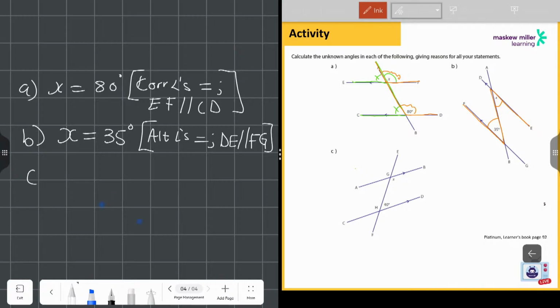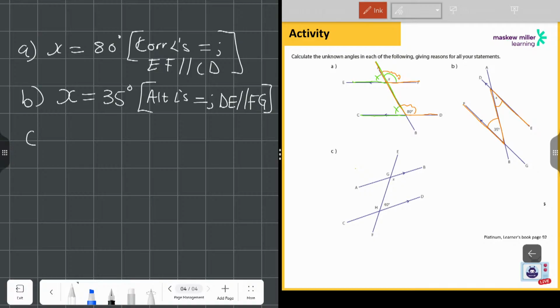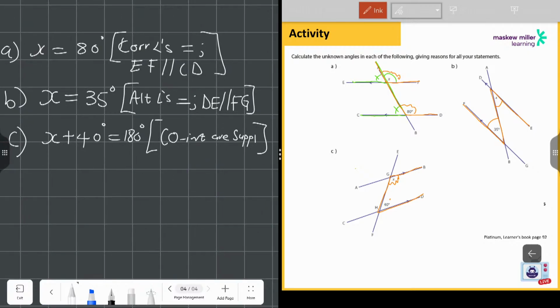This is very, very easy, and I'm sure all of you have managed to say what has to be there. Now we have one more, which has two parallel lines, but if you trace it, you can see that we have a U instead, which means the two angles are co-interior angles. So we say x plus 40 equals 180 degrees, and then we say that co-interior angles are supplementary. We don't say they are equal, we say they are supplementary.